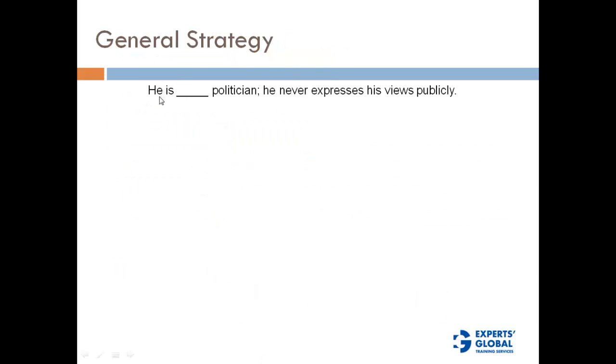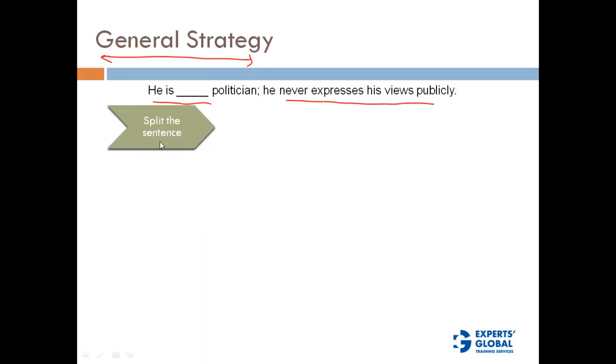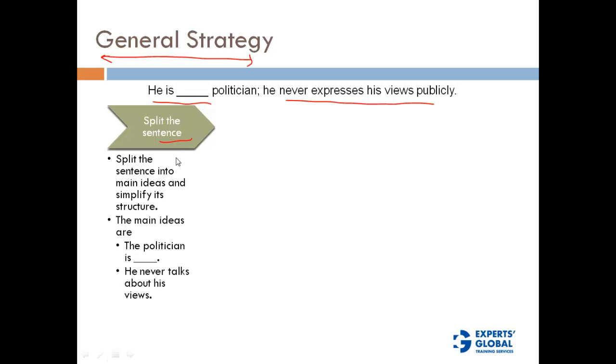So let's look at this. Same question: he is a dash politician. He never expresses his views publicly. So there are 5 steps that will take you to the correct answer. Let's look at those 5 steps. Firstly, split the sentence. What do you mean by split the sentence? We split the sentence into main ideas and simplify structure.